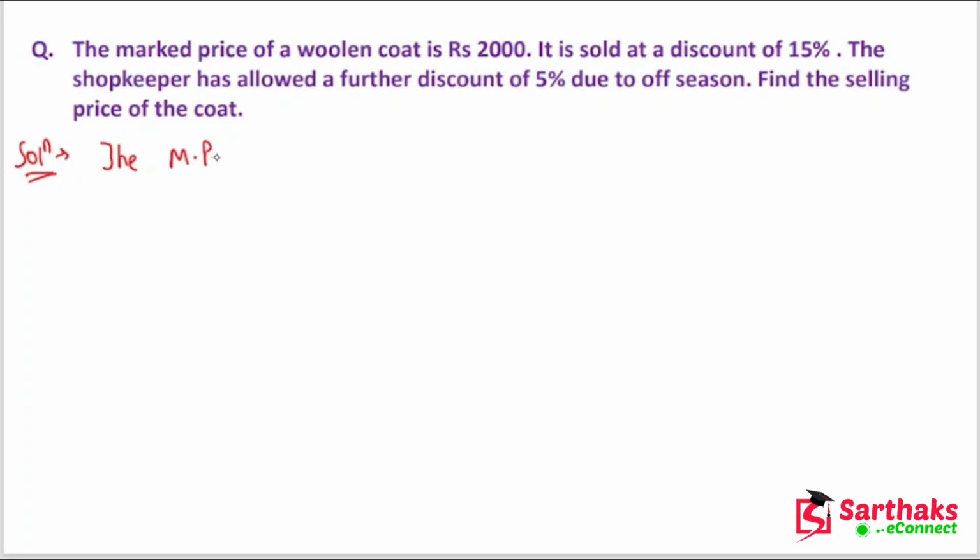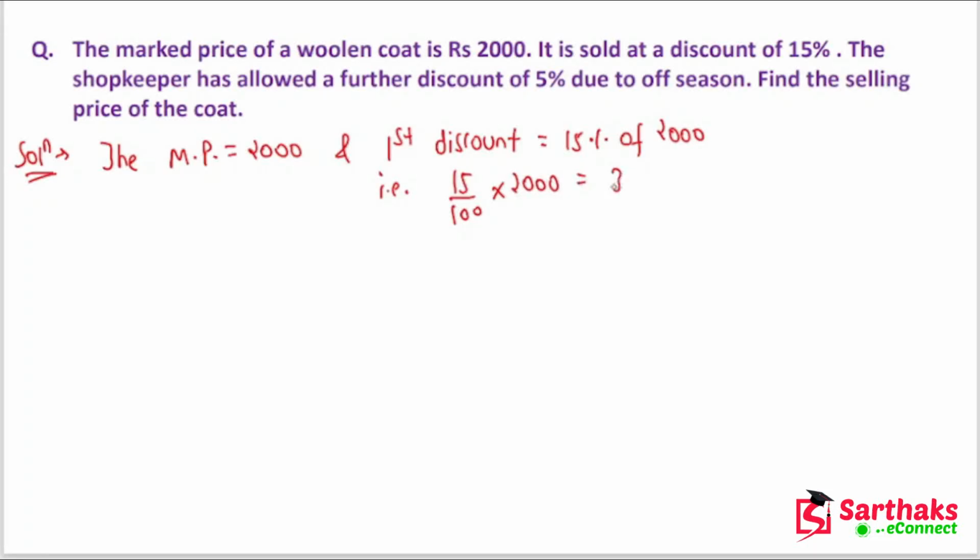The marked price is equal to 2000, and the first discount is equal to 15% of 2000, that is 15 upon 100 of 2000, which is 300 rupees. Okay, so the first discount is 300 rupees. So on a 2000 rupees article you have given a discount of 300 rupees.